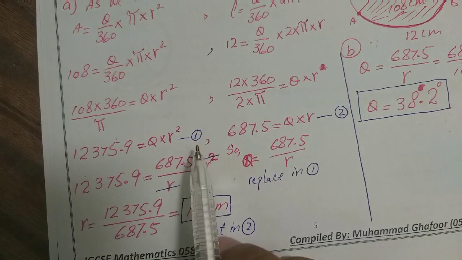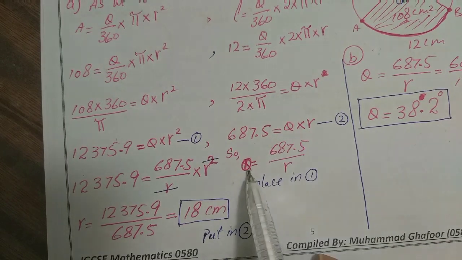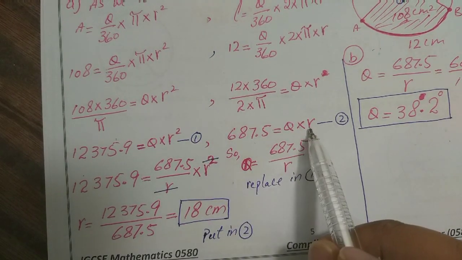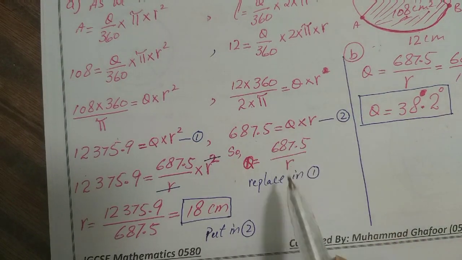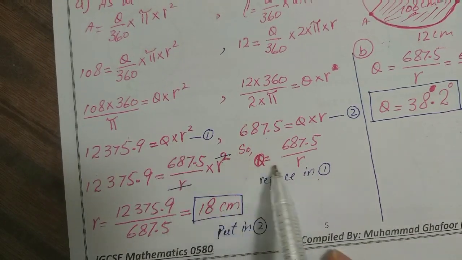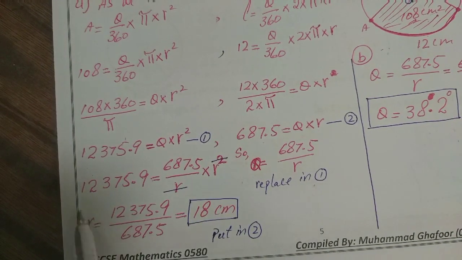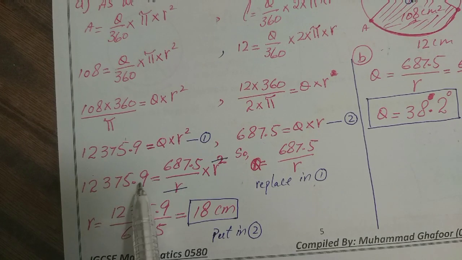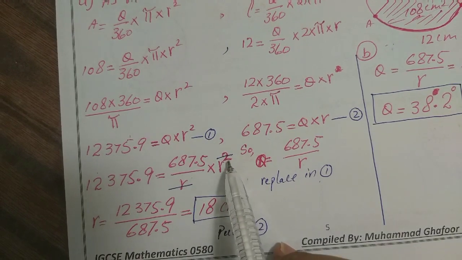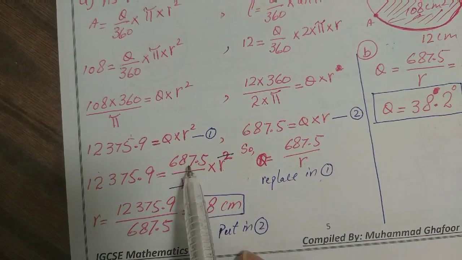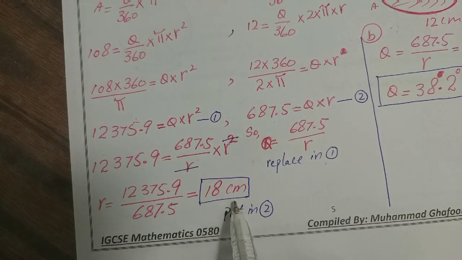Now I have these two equations, equation number 1 and equation number 2. I find the theta value from equation number 2. The r multiplication becomes division here, so theta equals 687.5 over r. Replace this value into equation number 1, so theta is replaced by 687.5 over r. Now it becomes 12,375.9 equals 687.5 over r, times r squared. So one r is cancelled, and only one r is left. This multiplication becomes division here, so simplify, and you find r equals 18 centimeters.